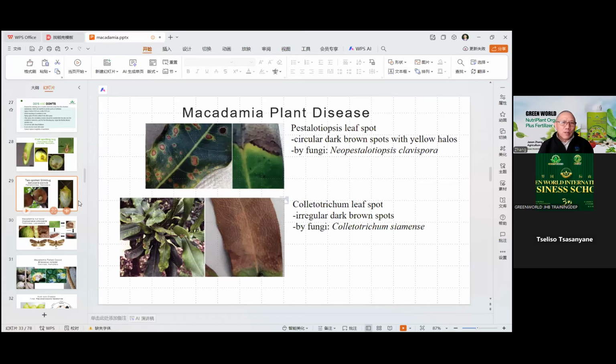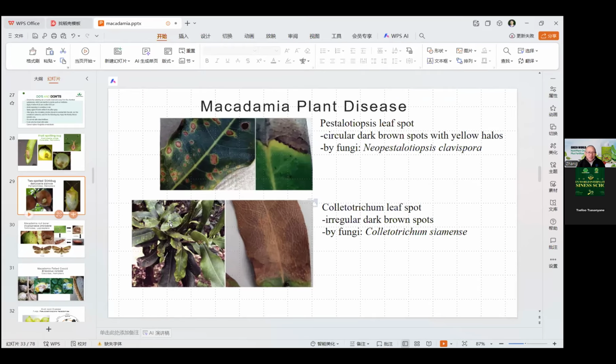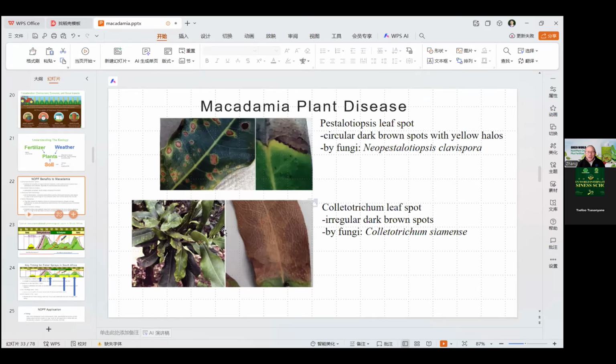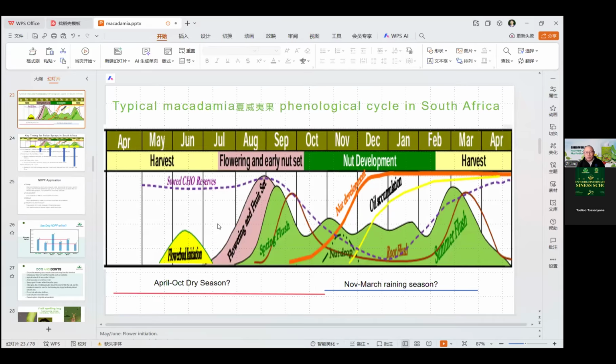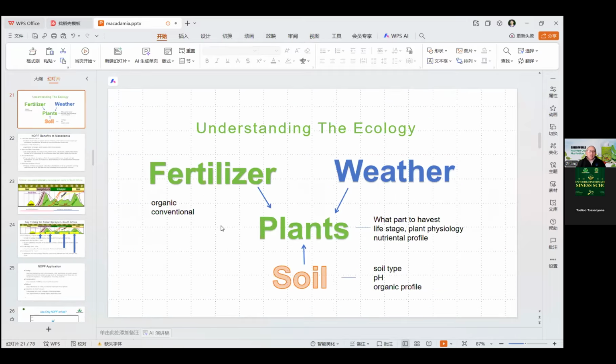So this was a question I was asked. Actually, I spent a long time reading about this because I never grew macadamia, but I was on a macadamia farm in Hawaii for a while, so I love it. I like to eat it, but it's not an easy crop. One thing is you should not over-fertilize this crop.